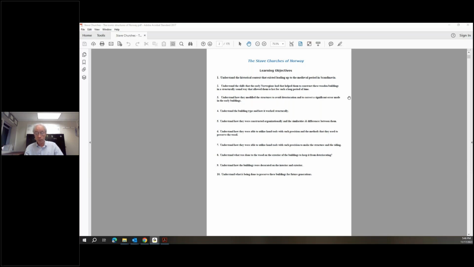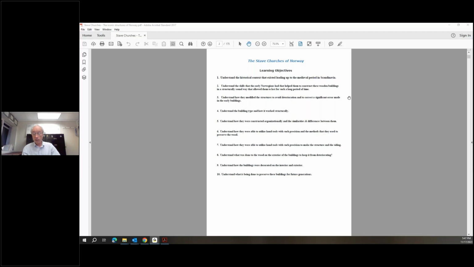We'll go into how these buildings can be classified organizationally, the similarities and differences between the various Stave churches that exist. We'll go into actually how they built them, the tools they used, and the methods they used to make their connections in the building.